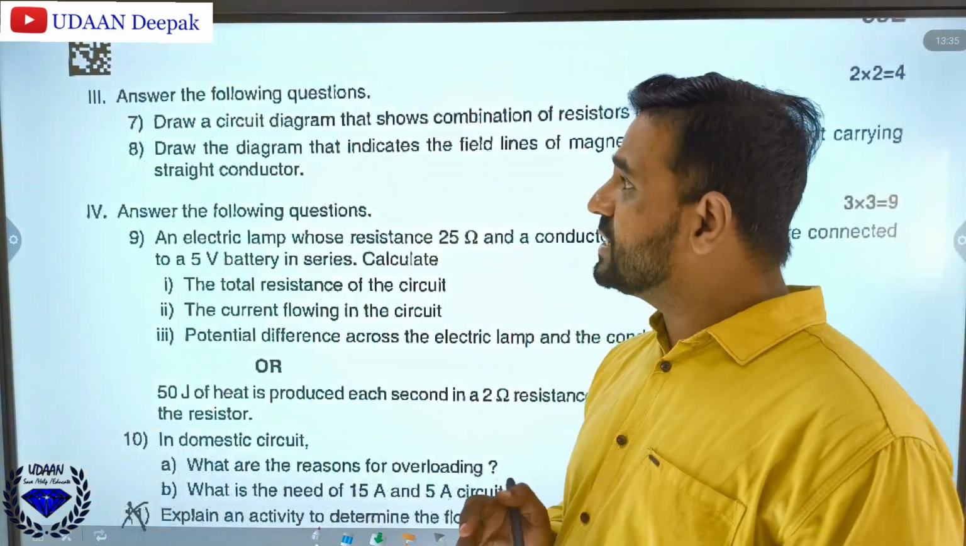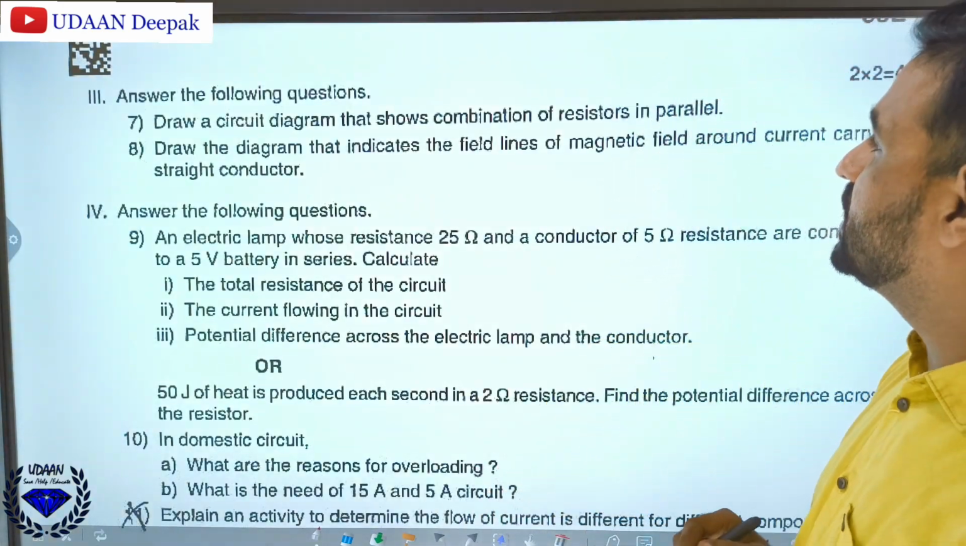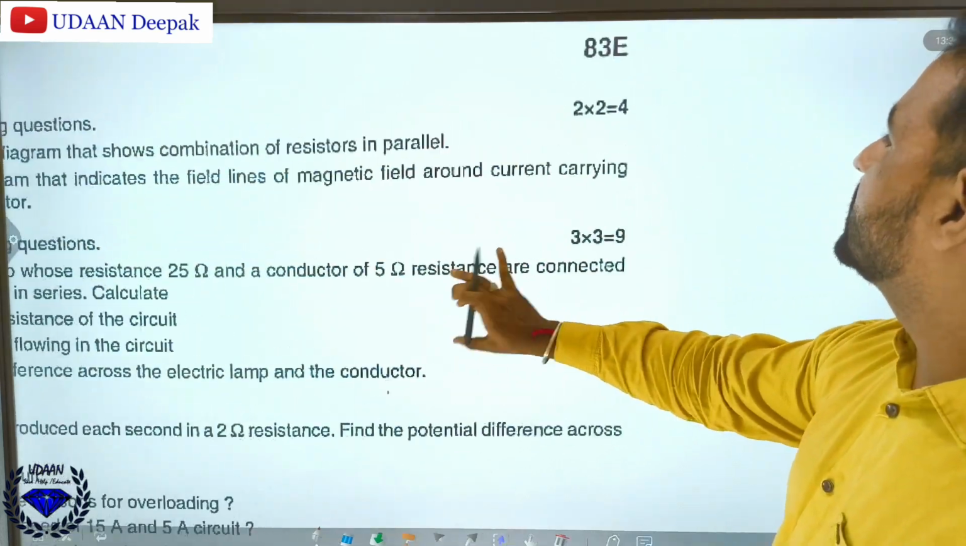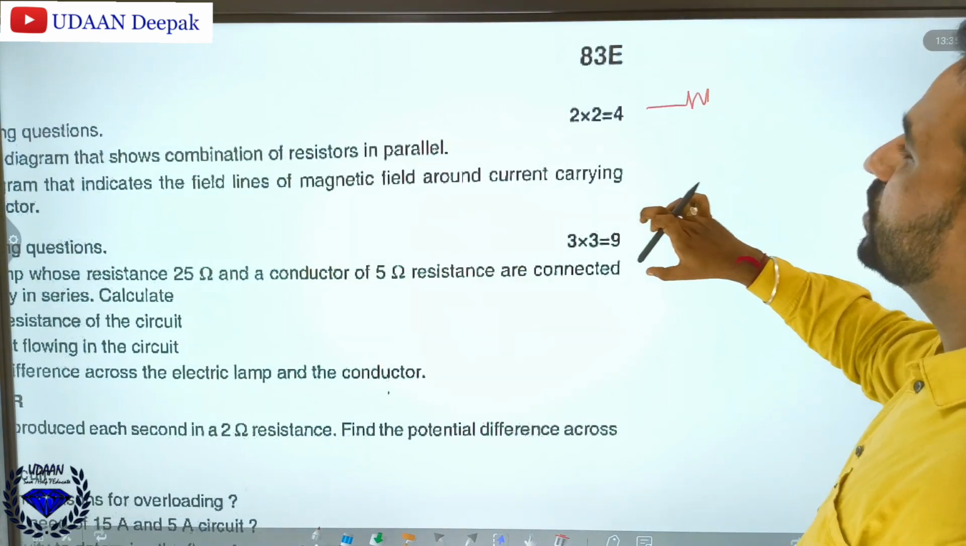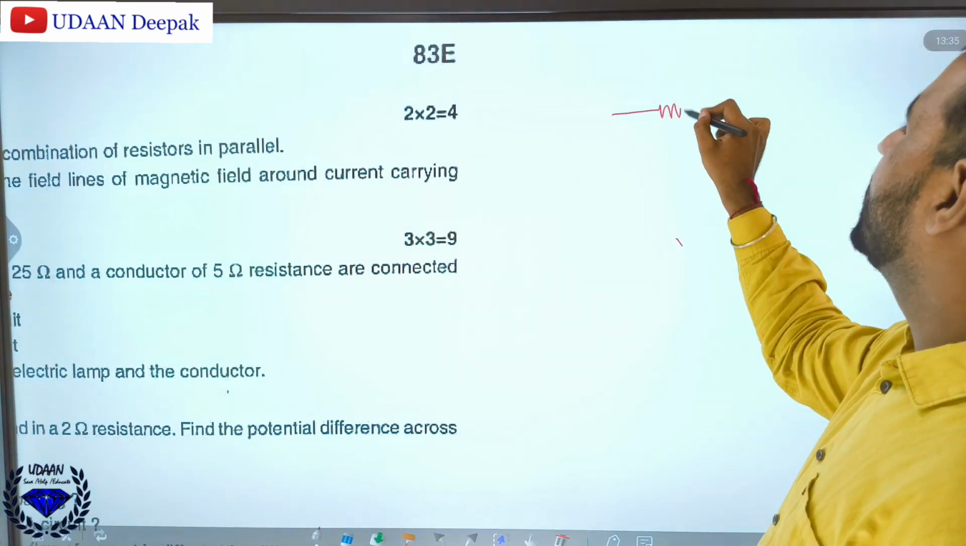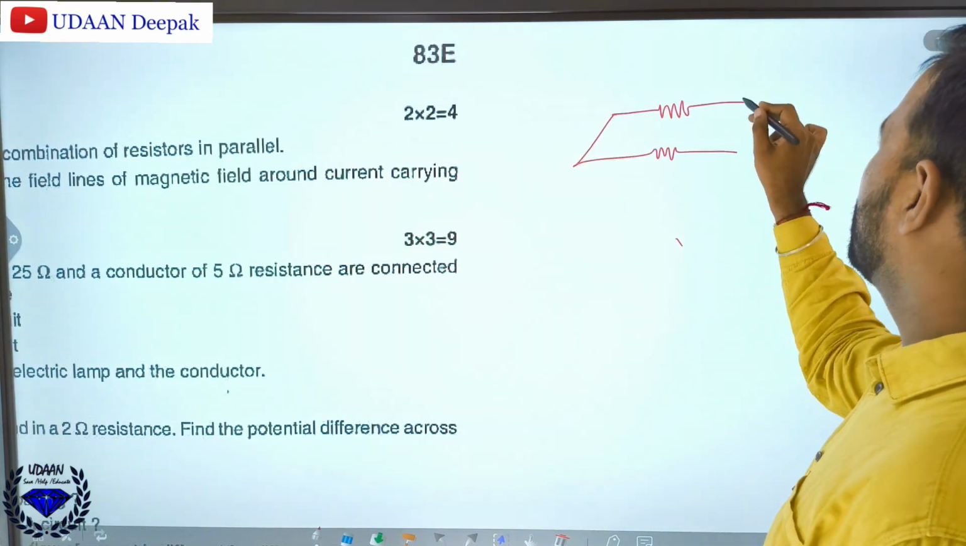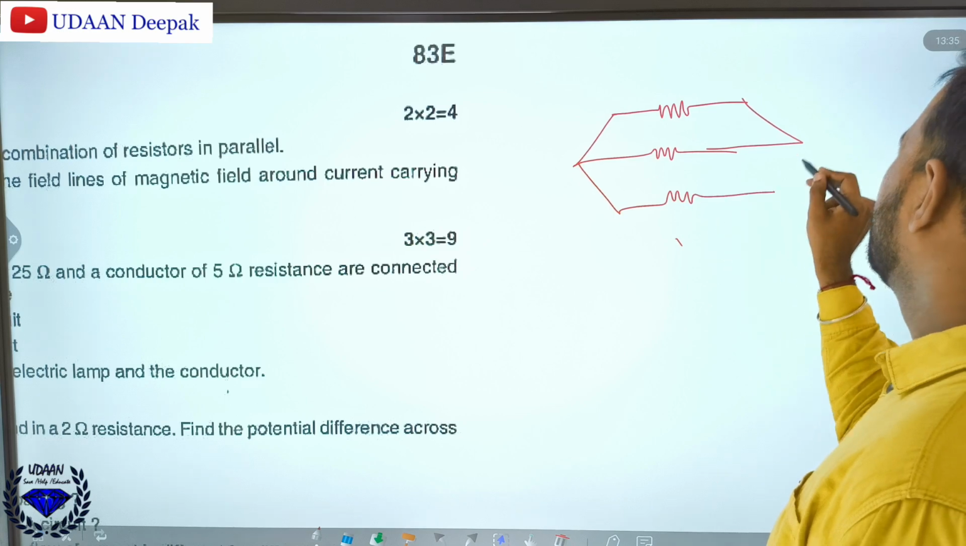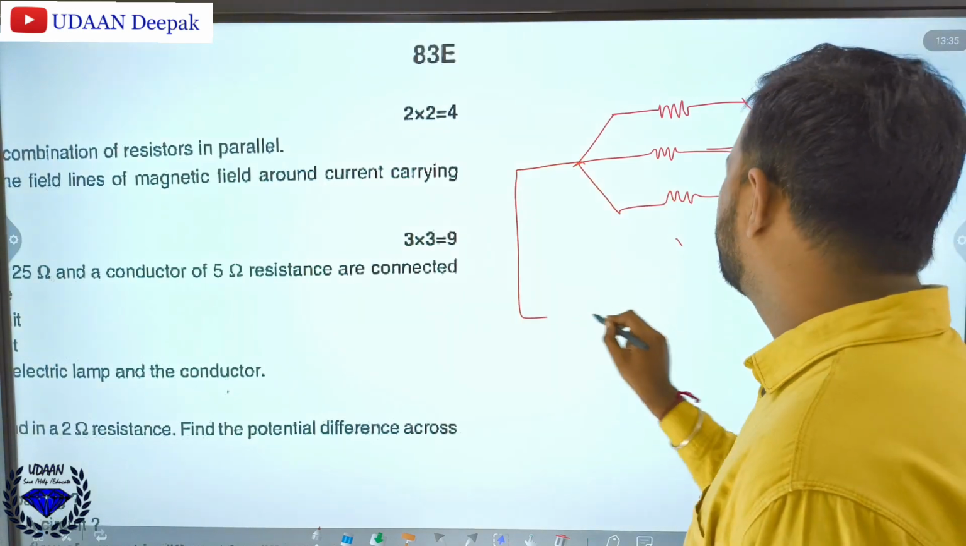Question number 7 is: draw the circuit diagram that shows combination of resistors in parallel. So I just draw here how to draw parallel resistors. Three resistors are connected in parallel. You can either draw 2 also, but minimum 3 according to the textbook. You should neatly draw it for 2 marks.